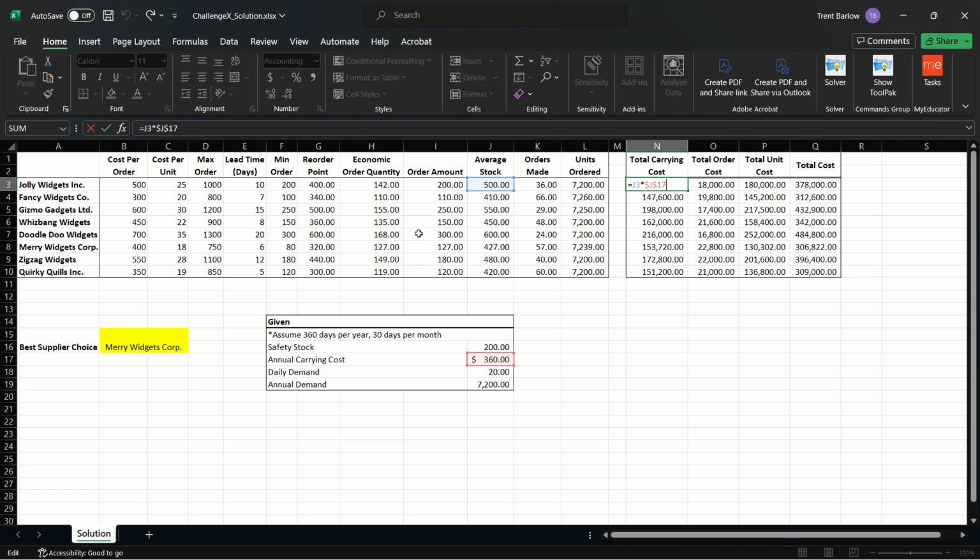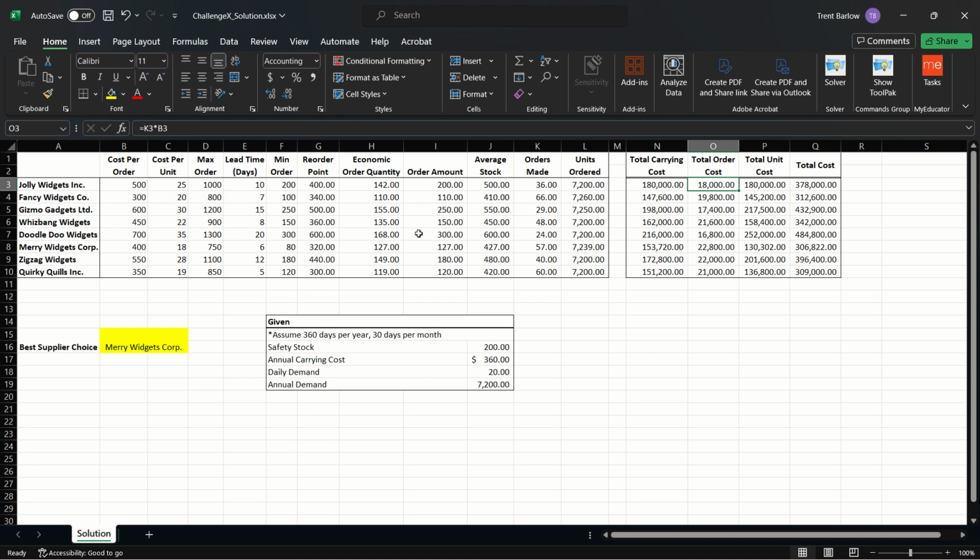Next, we want to calculate all our costs. We'll start with carrying cost. You'll just take the annual carrying cost of one unit of stock times the average number of units that you have in stock. Pretty simple. And we calculated average stock earlier, so this calculation is pretty simple as well.